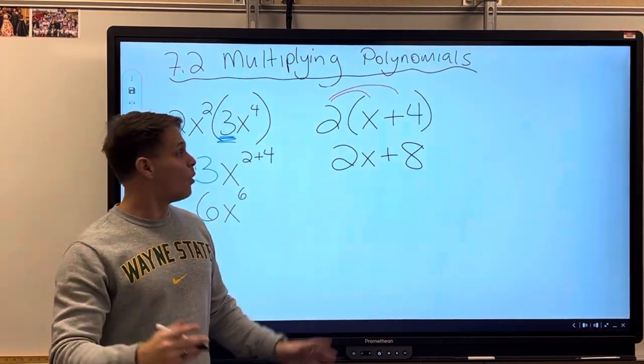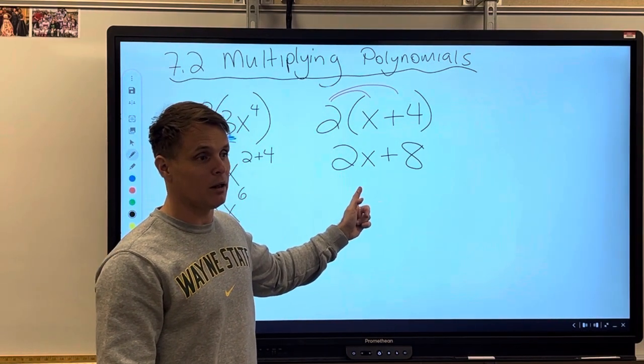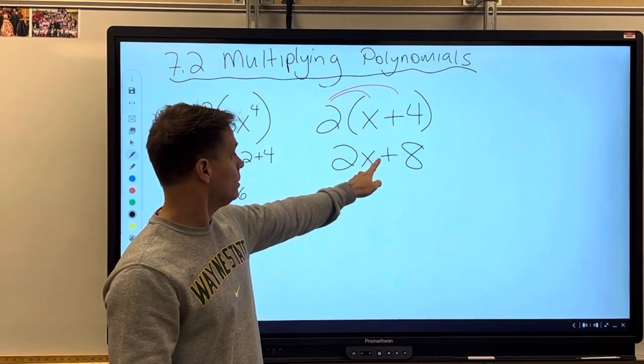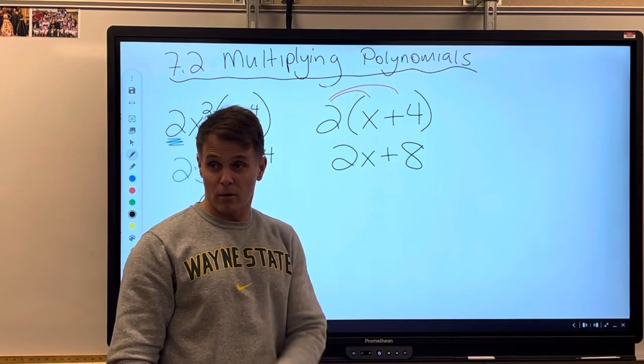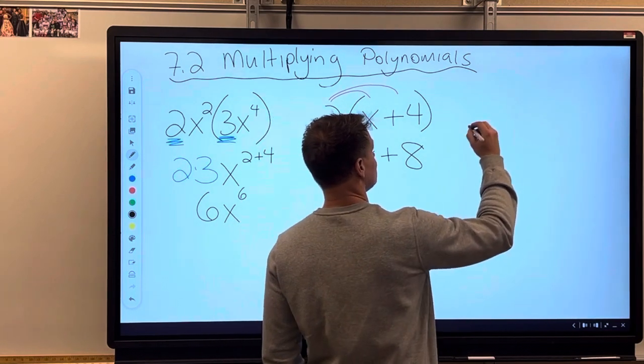Do you remember what we would call this kind of polynomial? It's a linear binomial. Great. How about this one? Let's make it a little bit more difficult now.